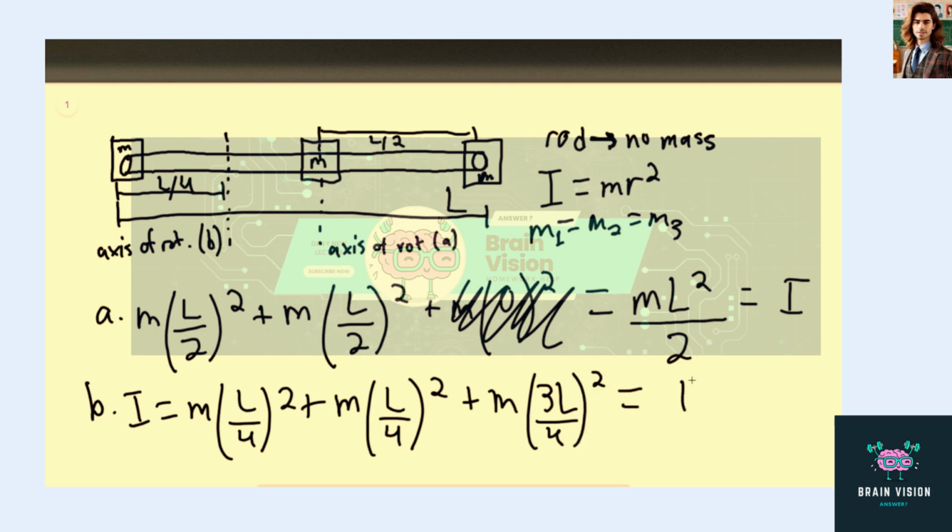And this is going to equal 11ml squared over 16, because the common denominator for all of these is 16, and there'll be 3 squared, 9, and then 10, 11, so 11 over 16 times ml squared. And this will be your I for part B.